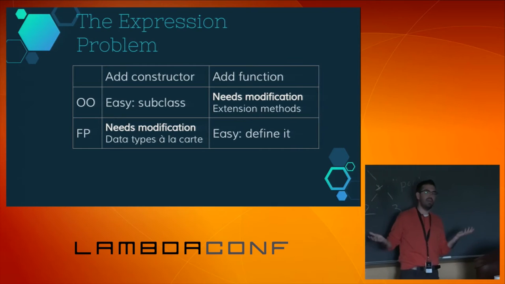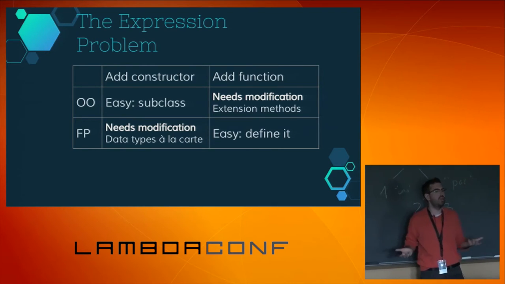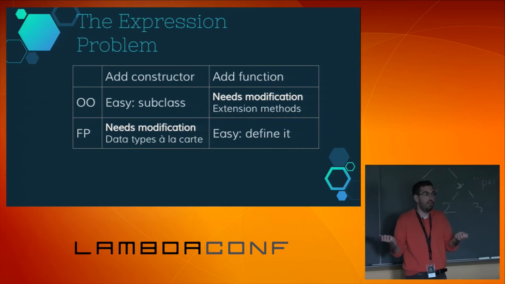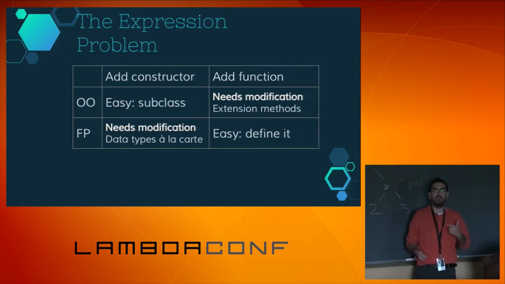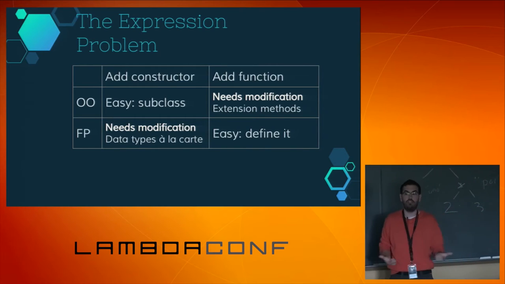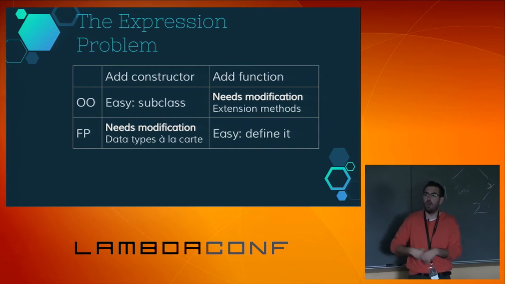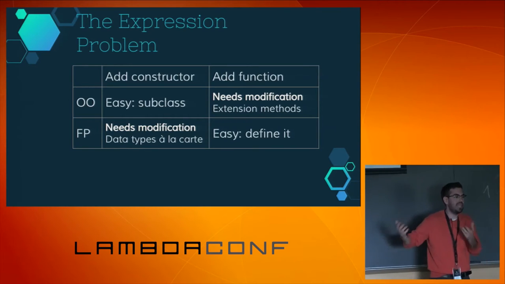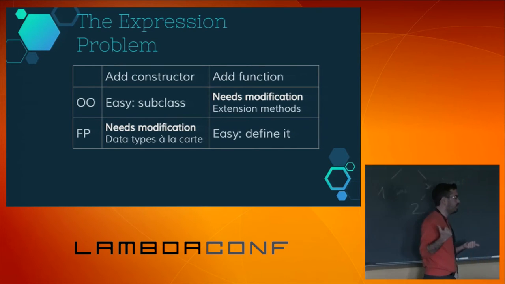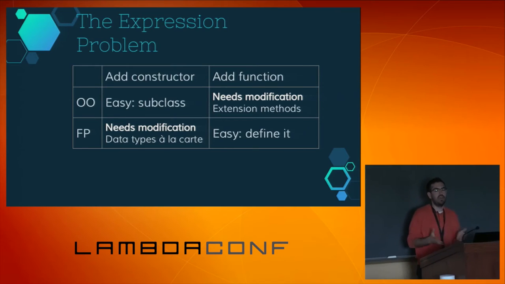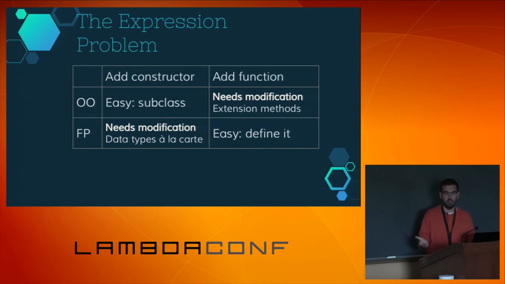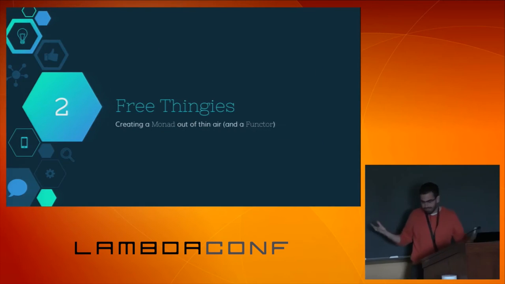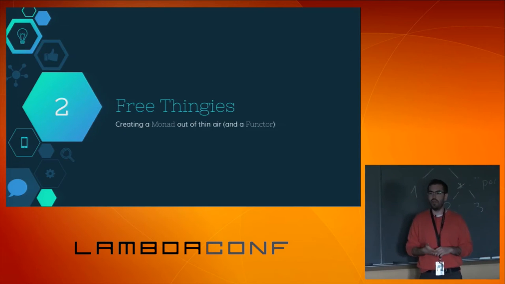And in FP, it's completely the opposite. It's very easy to add a new function. You just add it whenever you need it. You don't need to tell any data type that you want to add a new function operating on it. But if you want to add a new constructor to a data type, this becomes impossible. You have to modify the source code. And this is bad because we need to go to whoever wrote the source code and see that everything compiles again. So data types à la carte is something that the FP community came up with to solve this problem in functional languages.